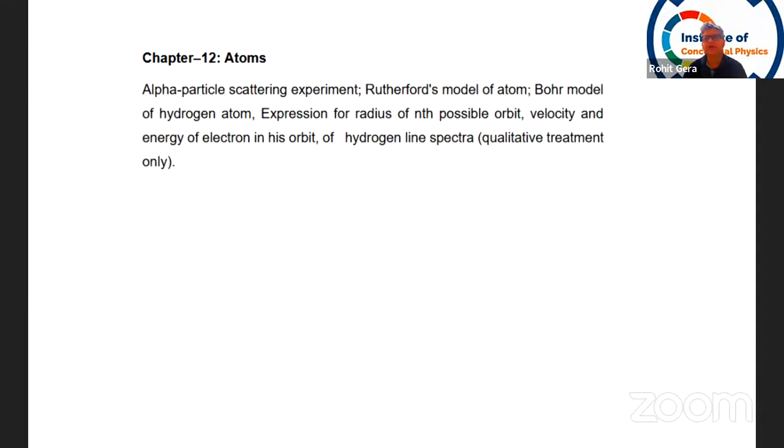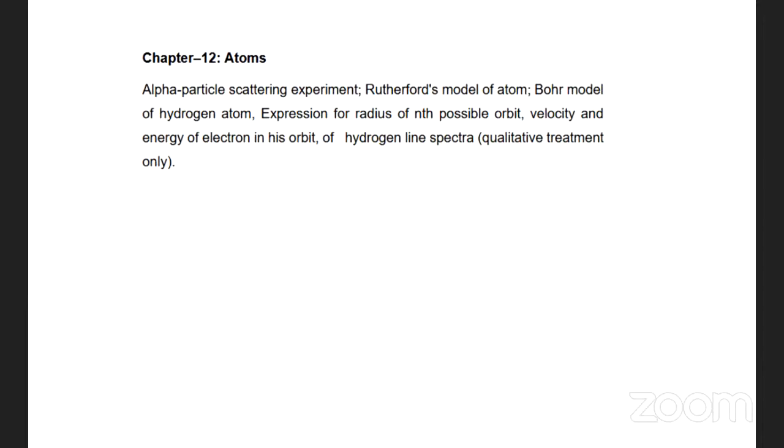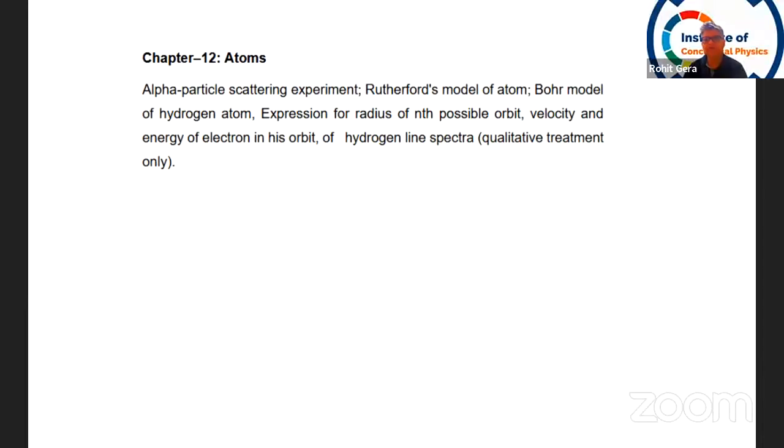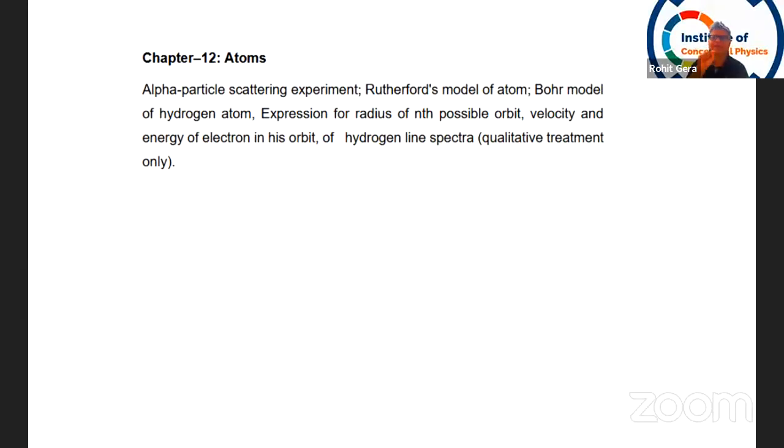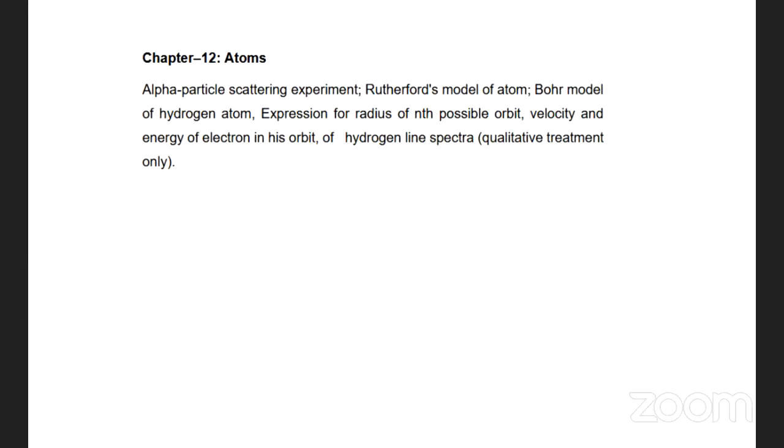And इससे पहले जो था, if you remember, छोटी क्लास में होता है, there's a plum pudding model of the atom, right? Where there is a uniform positive charge pudding, the whole pudding is positive, and you have negative electrons embedded in it.